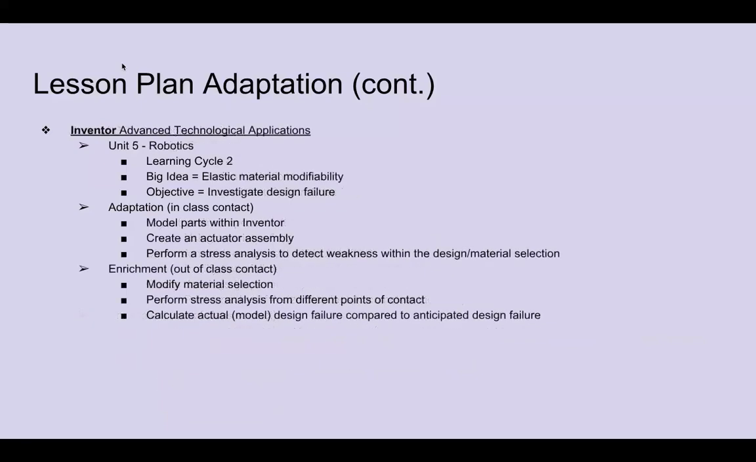So now we'll jump into Inventor. This would be the second or third course in the sequence. In Advanced Technological Applications, if you want to take a look at Unit 5, robotics, that's in Learning Cycle 2. The big idea is elastic material modifiability, and the objective is to investigate design failure. How can we adapt this in our class? Model each part in Inventor. Every unit has parts that can be modeled in Inventor, and that increases the contact time in class. Create an actuator assembly and perform a stress analysis to detect weakness.